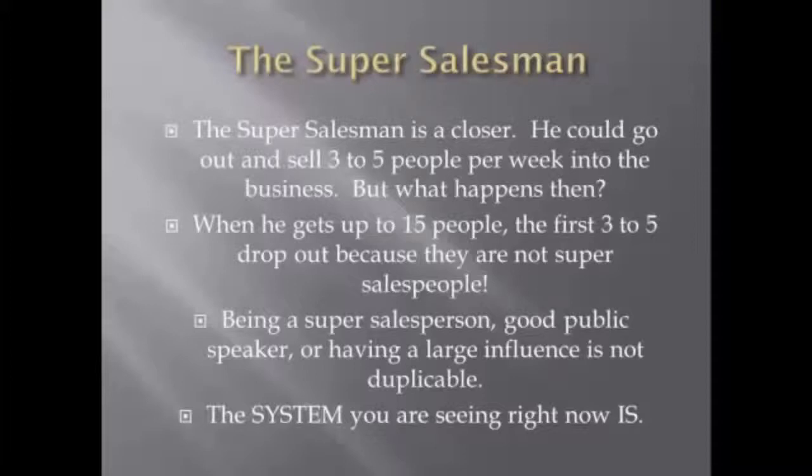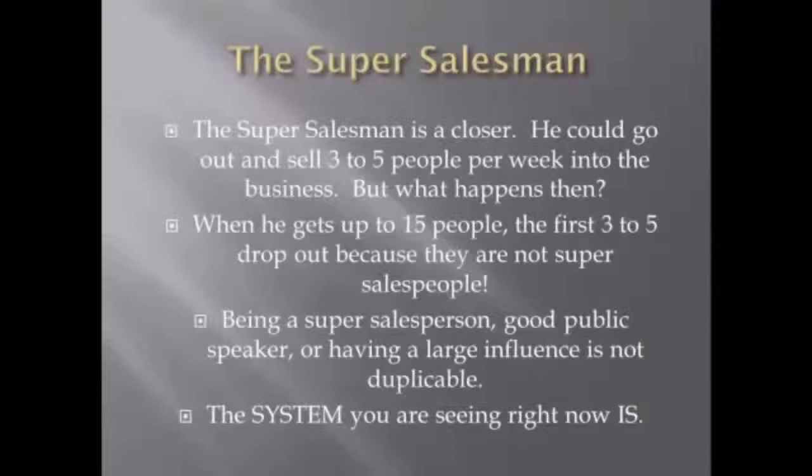Once he gets up to 15 people, the first 3 to 5 drop out because they're not super salespeople and they're not getting any support. The super salesman's running around recruiting people and not taking any time to train and support the first 3 to 5. So being a super salesperson is not duplicatable. Good public speaking is not duplicatable. And having a large influence or a sphere of influence is not duplicatable. However, the system you are seeing right now is.